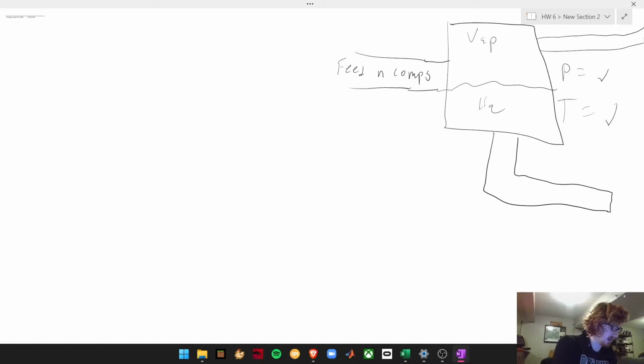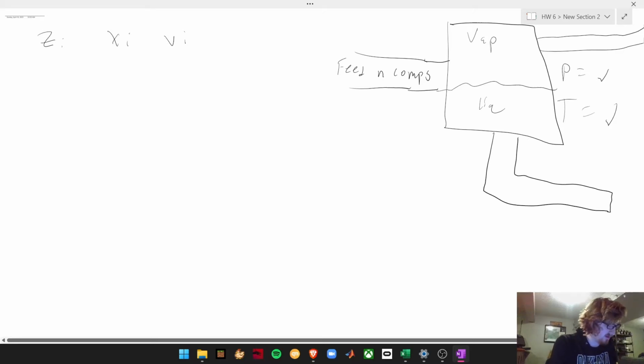So let's start off by defining a new variable that we're going to be using throughout this, and it's going to be Zi. So we already have Xi and Yi. Xi and Yi are just the liquid and the vapor mole fractions. Zi is just going to be the total mole fraction of that substance within the total feed.